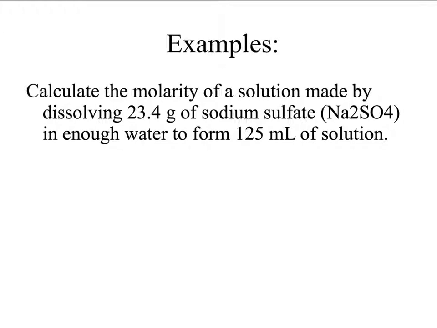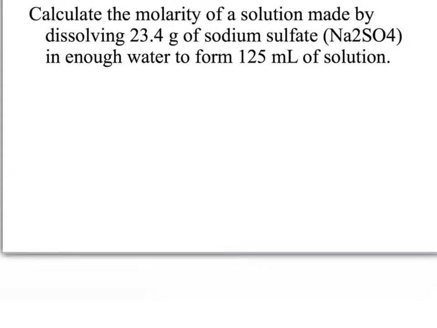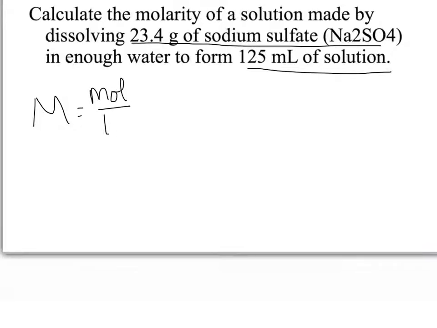Here's your first example. Calculate the molarity of a solution made by dissolving 23.4 grams of sodium sulfate in enough water to form 125 milliliters of solution. It doesn't say so outright, but sodium sulfate is your solute because it tells us we make this much solution. So those are the two things we know. To find molarity, we have to be in moles per liter. This is grams right here, so we're going to have to convert that to moles.